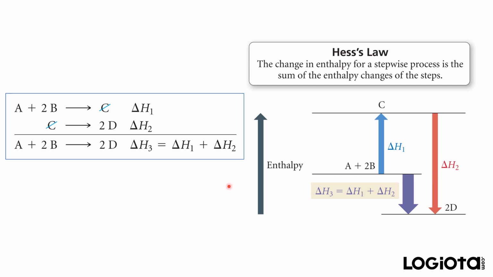Now we need to calculate the enthalpy change for the whole reaction, that is the sum of the steps, which is A plus 2B giving 2D. For that the enthalpy change will be equal to this enthalpy change plus this enthalpy change. So it means that it is the sum of the enthalpy changes of the steps involved in the complete reaction.